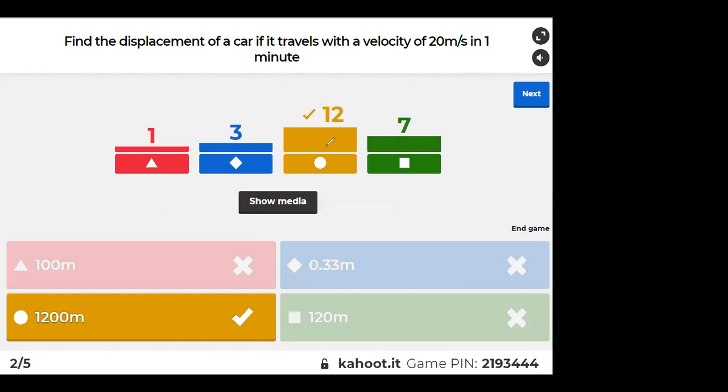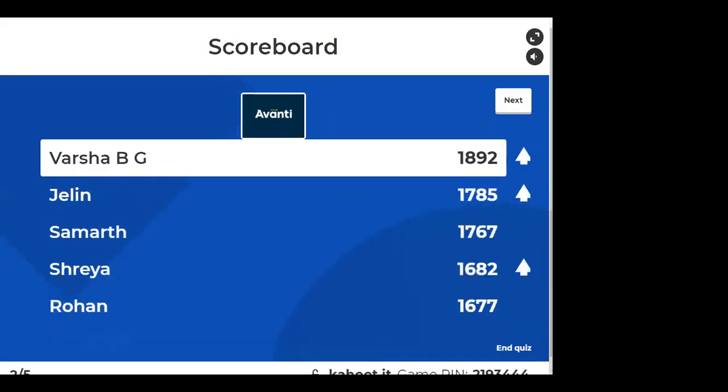Guys, how many of you made a mistake in this? Find the displacement of the car, right? When the velocity is 20 meters per second in 1 minute. So 1 minute is 60 seconds. Yes or no? Right? So it is 60 into 20. कितना हो गया? 1200, right? 120 कहाँ से आया? 120 is a very, very silly mistake, right? Next.